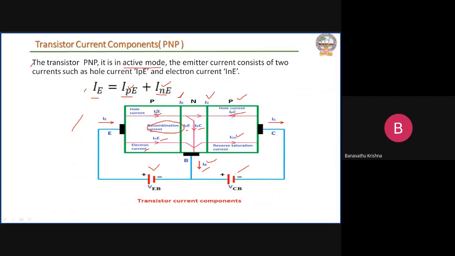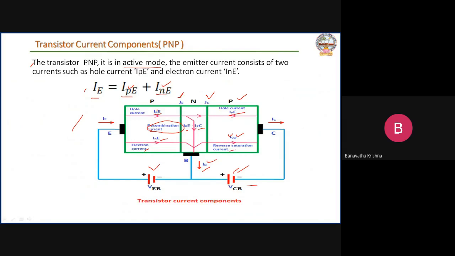Why? Because here we are applying the reverse bias condition. Due to the reverse bias condition, the channel is wider here, and here the P type collector region is of moderate doping level. The channel, nothing but the depletion region, is wider due to this reverse bias condition, and there is also a movement due to the minority charge carriers. That current is nothing but ICO. So this current is called the reverse saturation current.